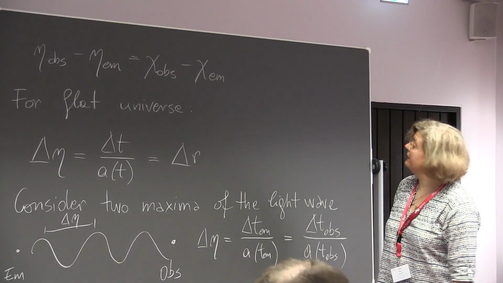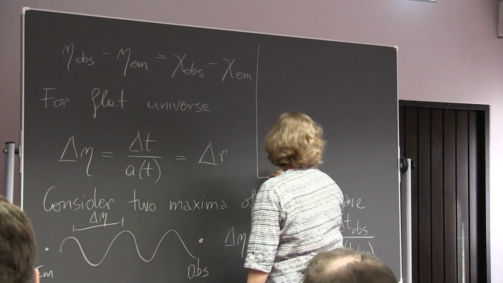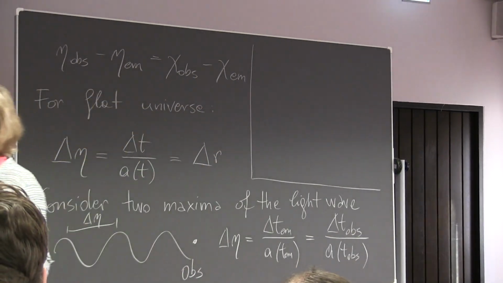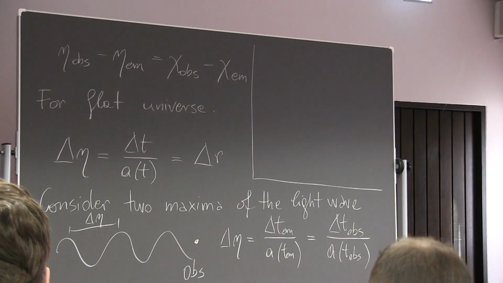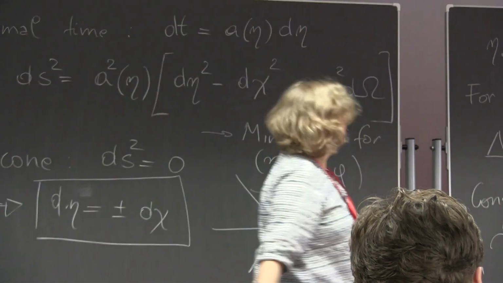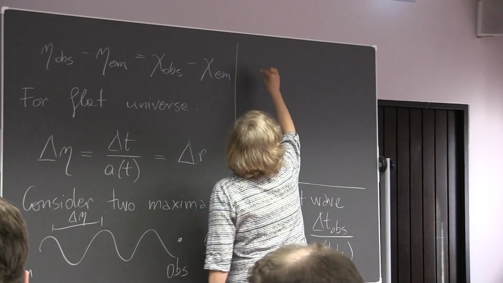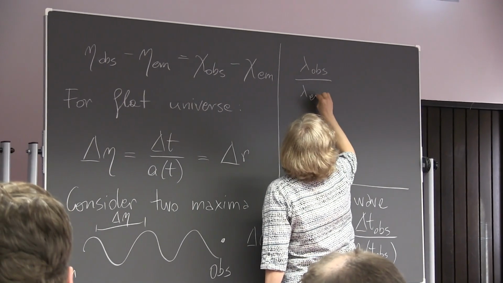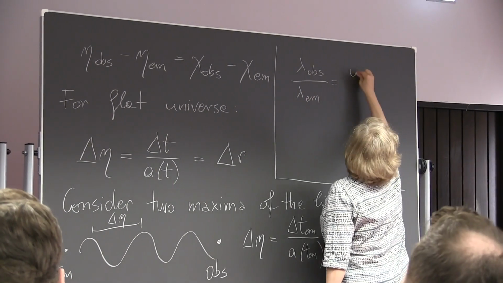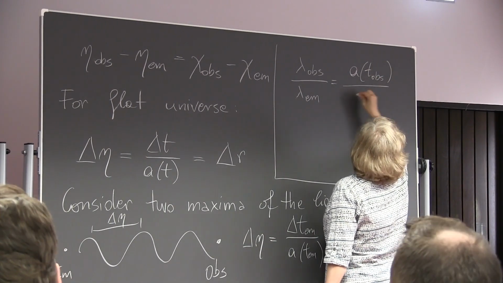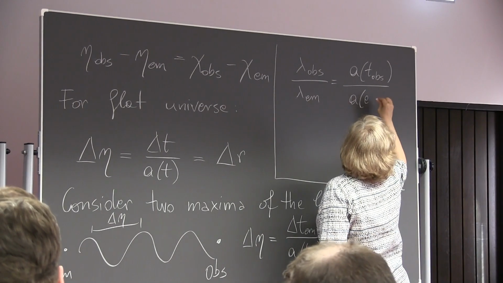So you see immediately that from this expression, you obtain that the light actually would change the frequency and the wavelength depending on the scale factor. And practically, you have that the wavelength at observation and emission is equal to the ratio of the scale factors, at t observation and t emission.